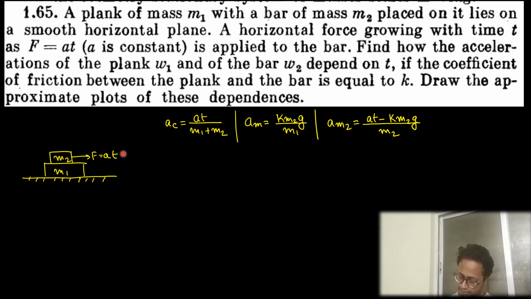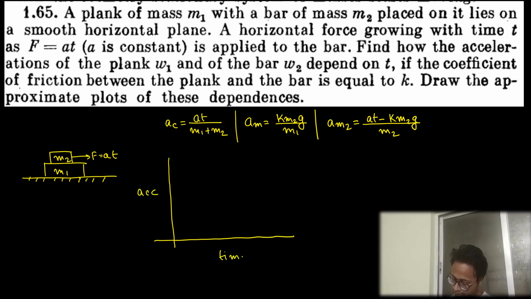Now see, this force is varying with time. So at time t equal to 0, this has a very small value. So out here the common acceleration will have a very small value, much less than the maximum value of acceleration. So initially they'll both move together with the common acceleration. If I draw the graph of acceleration versus time, both will move together with common acceleration for a certain time, and the value of acceleration is given by a into t divided by m1 plus m2.